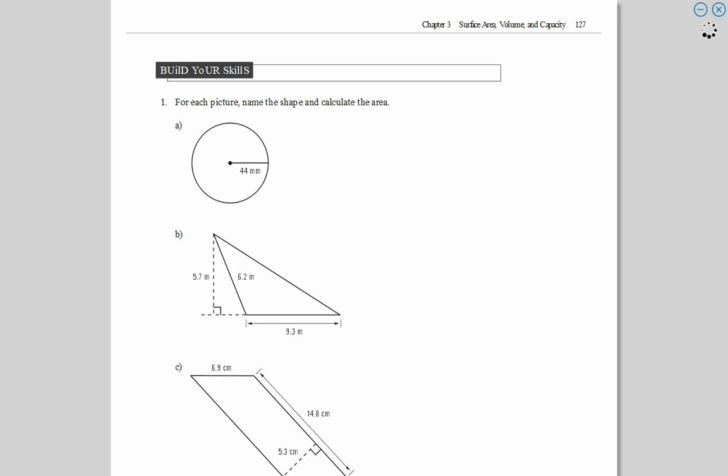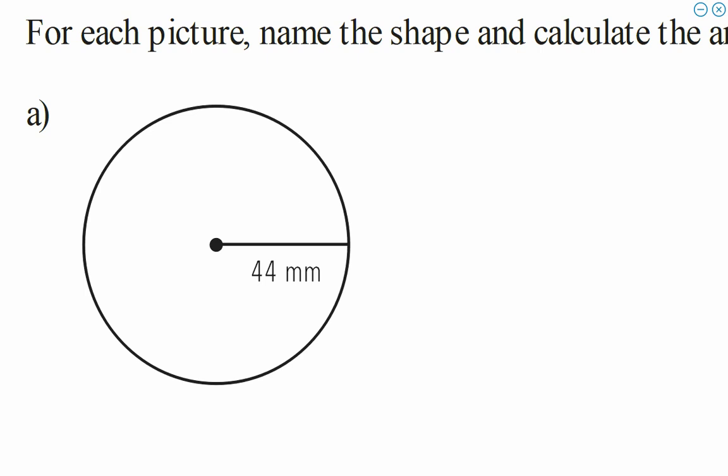Okay, but let's at least go over a couple of these, get our formulas down, making sure that we know what's going on. Okay? Now, what shape is this? It's a circle. And I know you're like, well, duh. But it says for each picture, name the shape. How many of you actually did that? Good, because some of you didn't read, and I didn't see that written down in a lot of places.